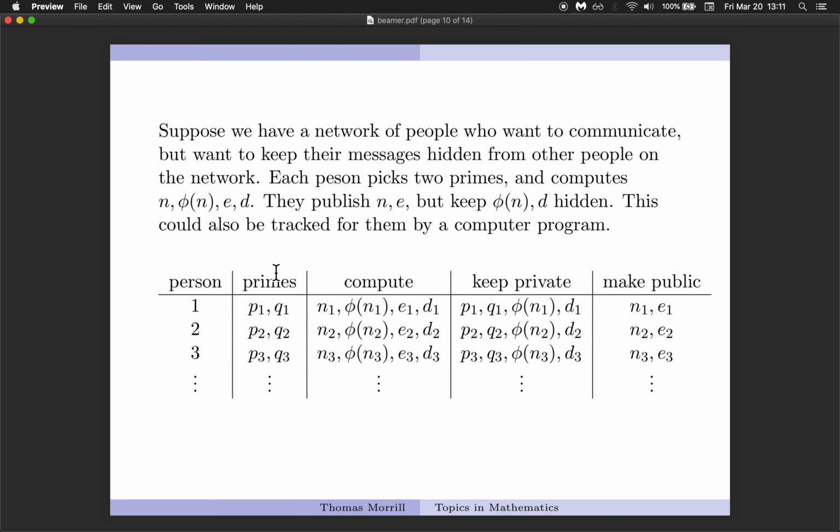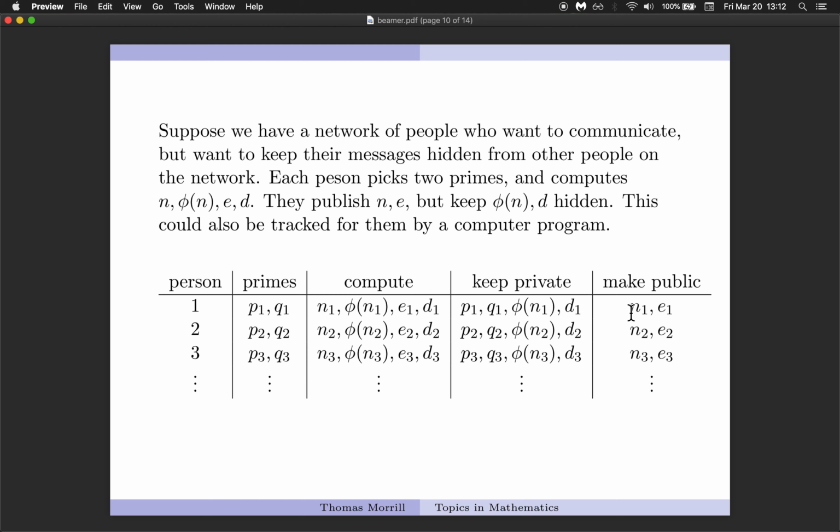Now, person 1 has to keep this information private. They cannot tell anyone what their prime numbers are, because that would give away the secret to their decryption key. Similarly, they can't tell anyone their phi of N, because that would also give away the ability to compute the decryption key. And of course, they can't give away the decryption key. The exponent d has to be kept secret.